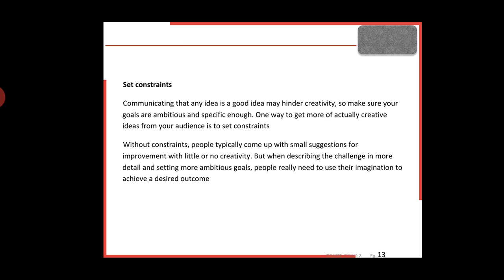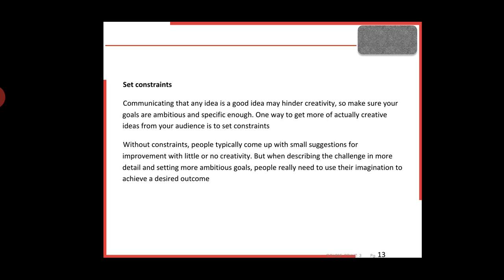Okay, but when we are describing the challenge in more detail, we say what the ambitious goals are, what the achievements are, so that people really need to use their imaginations to achieve a desired, better solution outcome. Okay, this is the concept of succeeding with idea generation.